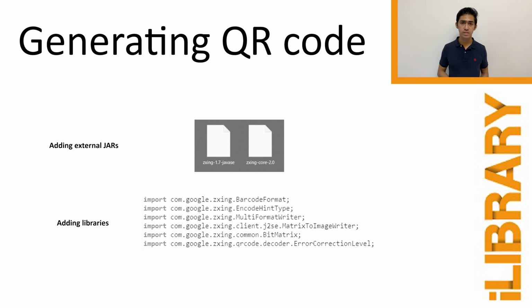And for the last but not least, we have the generating QR code part. In this case, we will have to import external libraries as well, as was for the database. In this case, we're going to use the ZXing 1.7 and ZXing Core 2.0 libraries. And then, of course, we need to import them into the Java code directly. And well, this series of libraries will help us to build the code and to store the information into it.